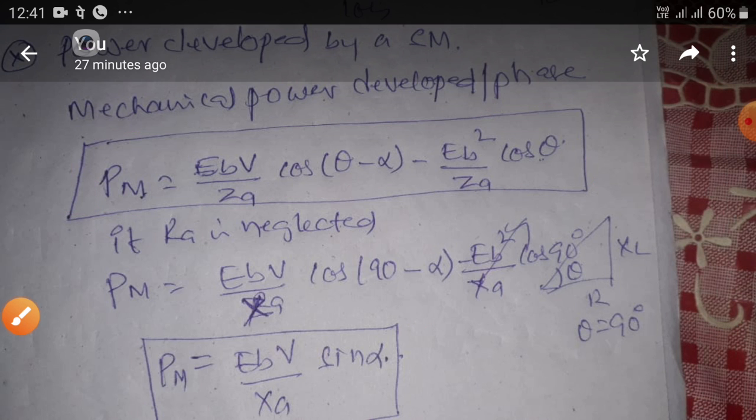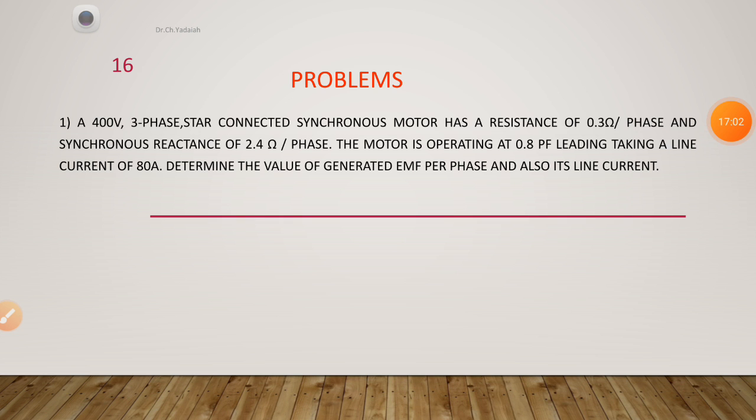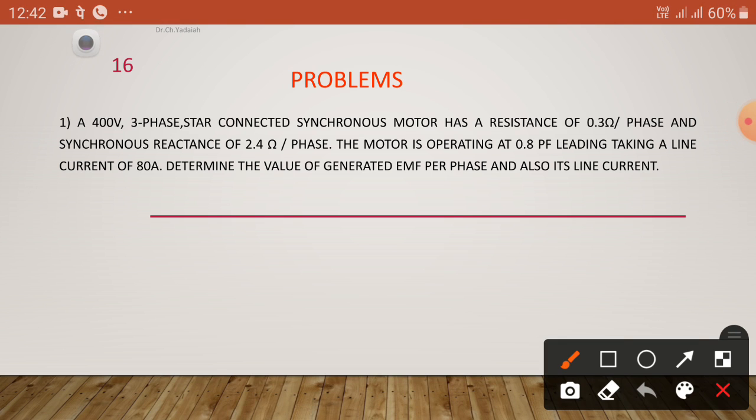Now coming to our topic. We are going to do the calculations based on the given formula. Let us see a few problems based on what we have discussed in this class. Now you can see one problem. Here one problem is given on the synchronous motor. Now what is given?